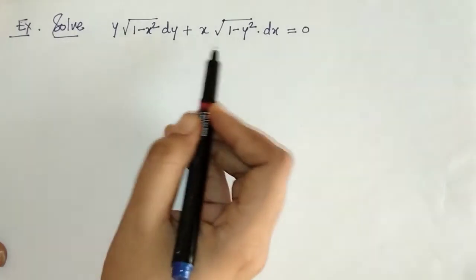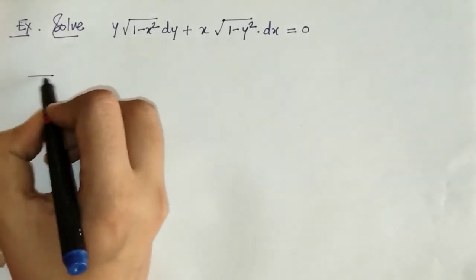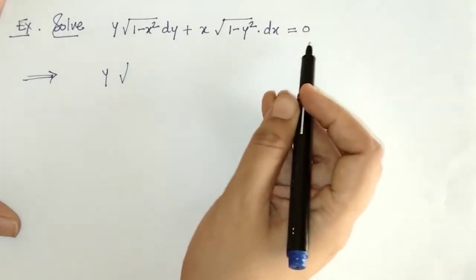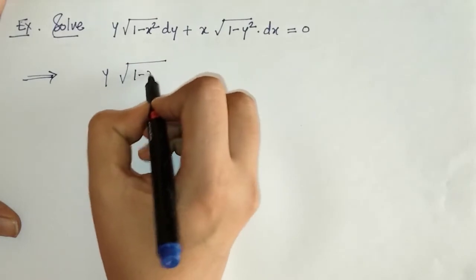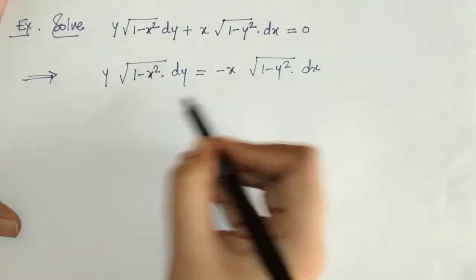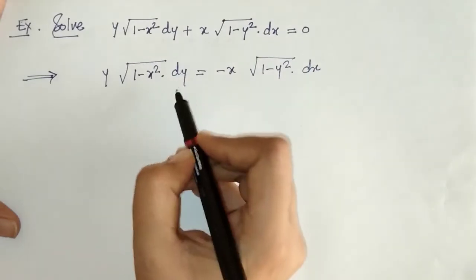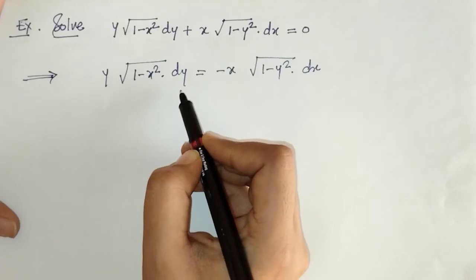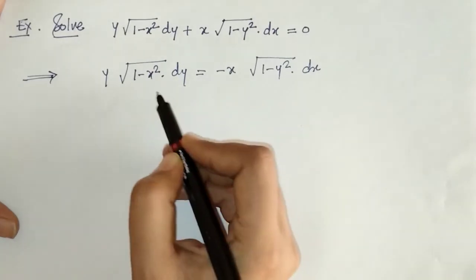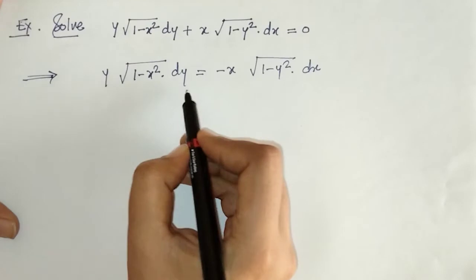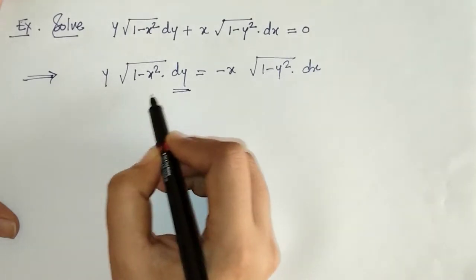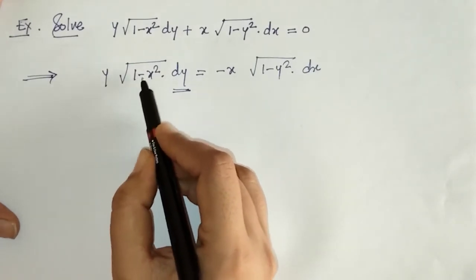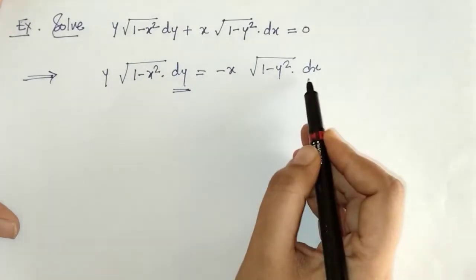Now here we have given one differential equation, we have to solve this. So what will we do here? We will separate this, we will write dy on one side and dx on the other side. Now we can check that we can separate functions of variable x on one side and functions of y on the other side. So here we have the y variable, so we will write down the y terms here, and we will shift the root of 1 upon x square to this side.